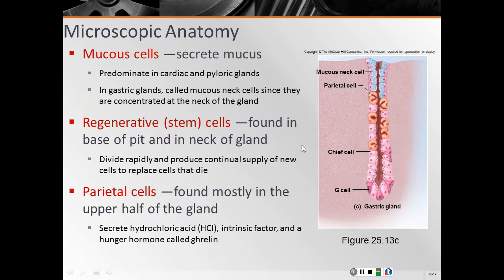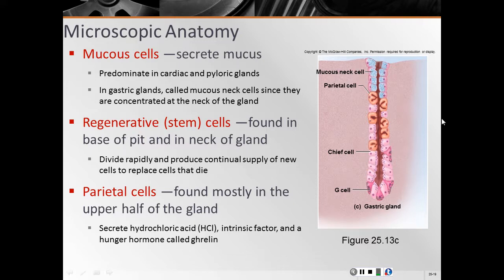Alright, so let's look at the microscopic view of the stomach. We have 3 types of glands in different composition, but they contain the following 5 types of cells. We have the mucus cells, 4 of them here on this diagram. Those are the ones that secrete mucus and predominate in the cardiac and the pyloric glands. In the gastric glands, they are called mucous neck cells, because they are located in the neck of the gland, as you see right in this particular region.